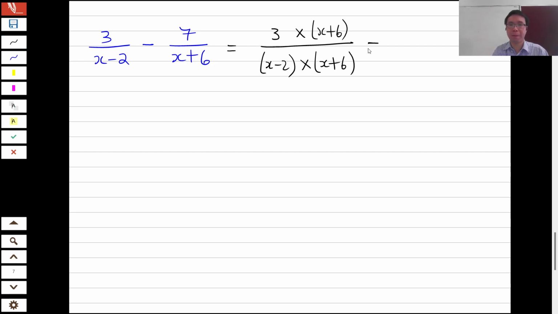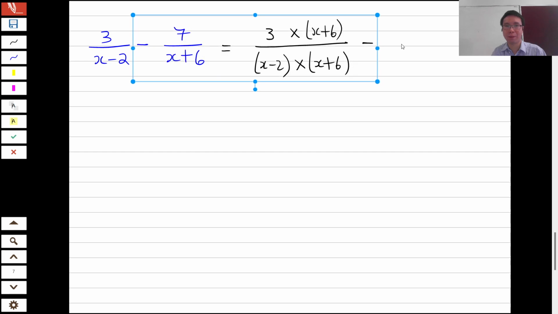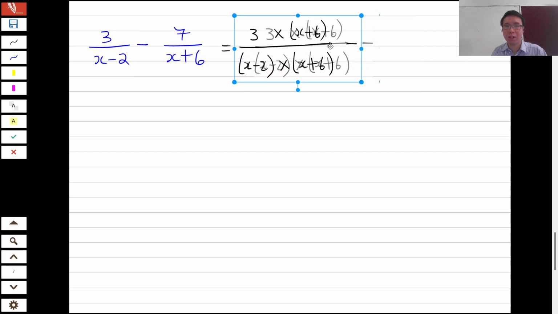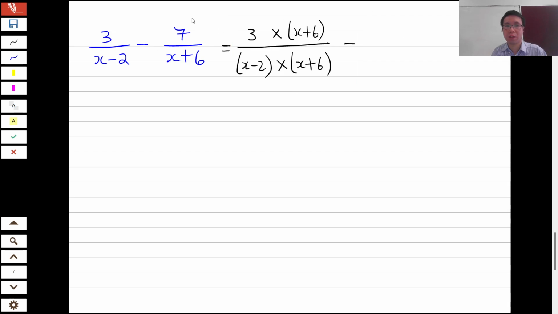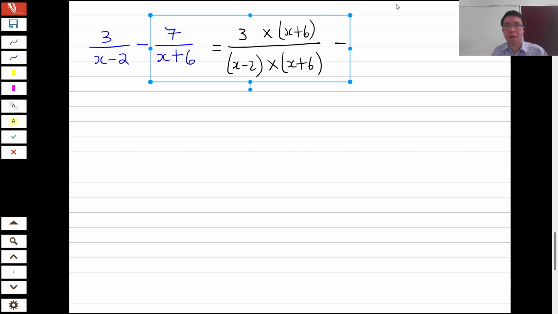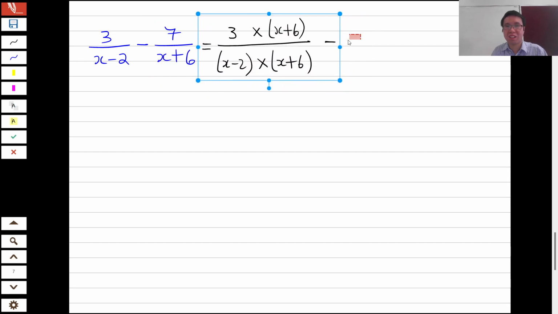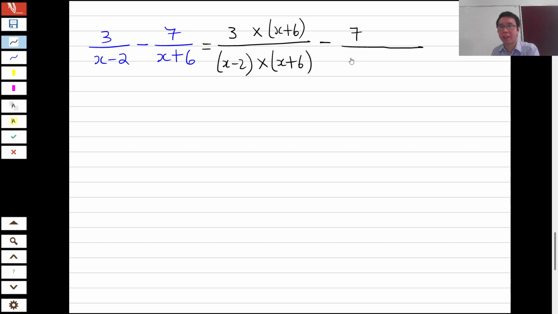And then for the second fraction, just make a bit more room so that you can see it, because I think my face will block this. And the second fraction is 7 over x plus 6. And now I want to multiply by the other factor, which was x minus 2. Okay, it looks messy, but let's combine some stuff.